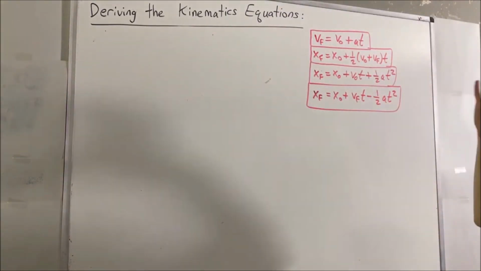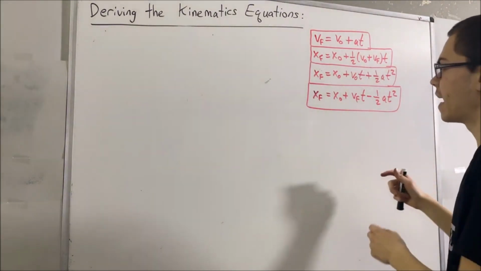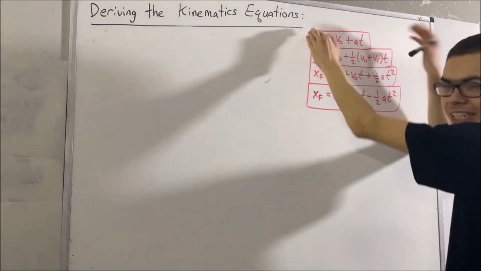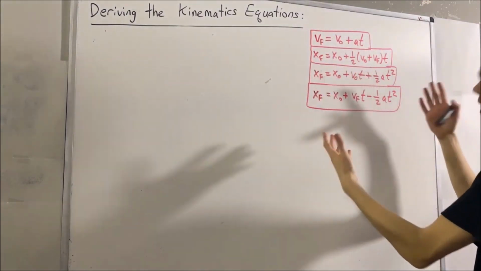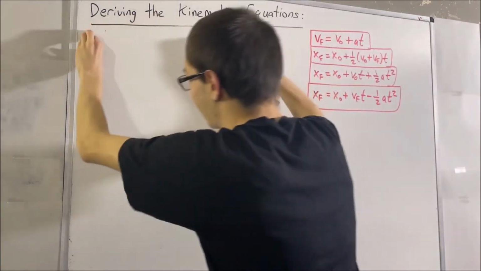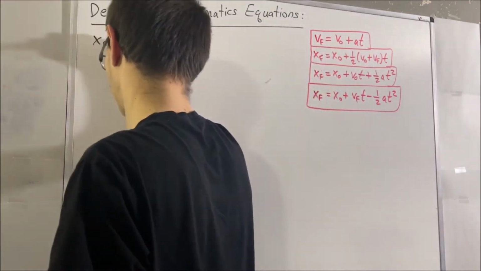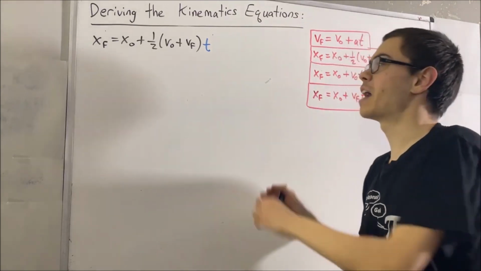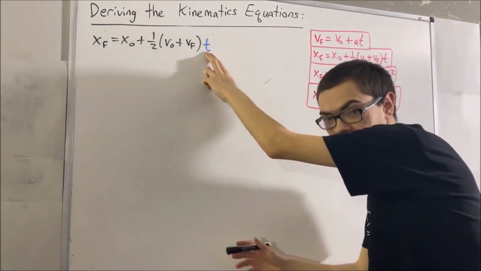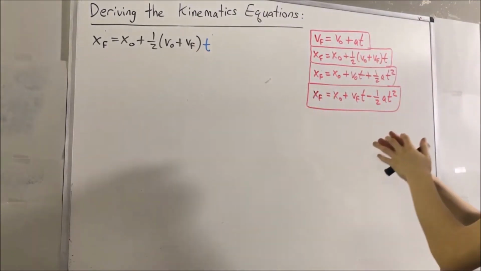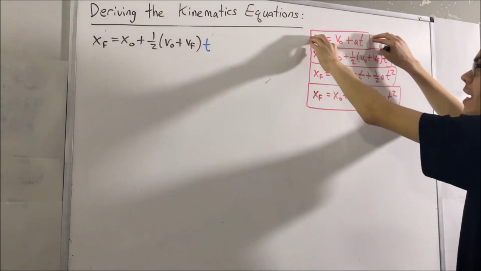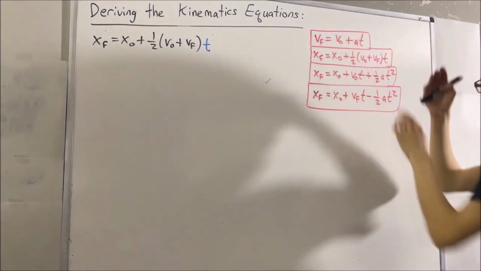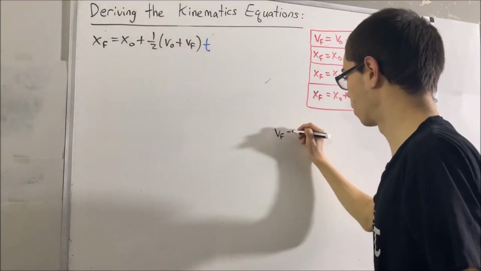So we have one more kinematics equation to derive. And again, we're going to be combining the first two equations together in some sort of way. Again, I'm going to copy and paste the second kinematics equation right here. Now notice, in this case, I've written t in a different color. That's because I'm going to take the first equation and algebraically solve for t. So let me do that first.